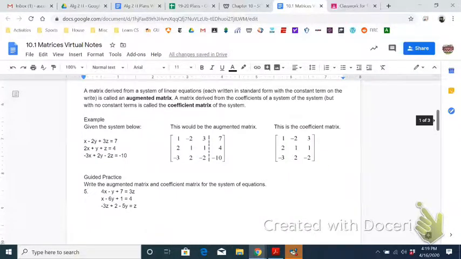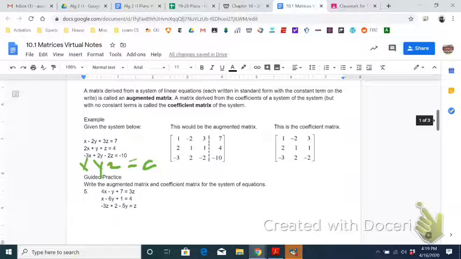Alright, so to augment something means to change it, make it bigger. So an augmented matrix refers to taking a system of equations, like this one over here on the left, and representing it as a matrix. So what you do is write the system in standard form, where it's x terms, y terms, z terms, and then equals your constant terms.